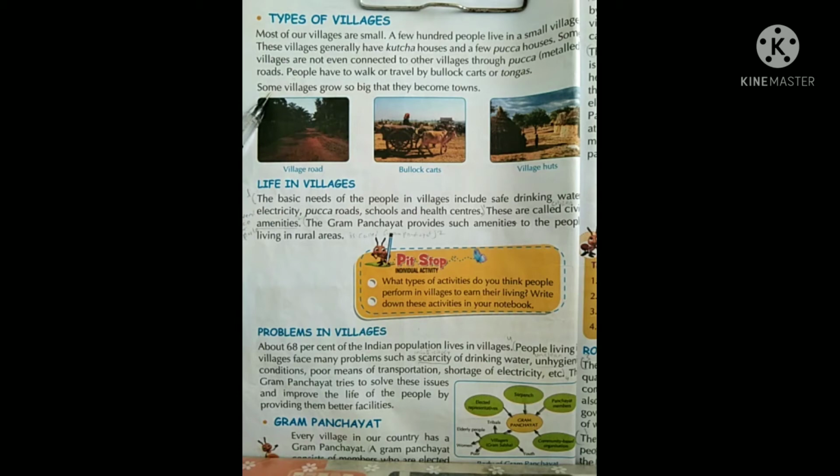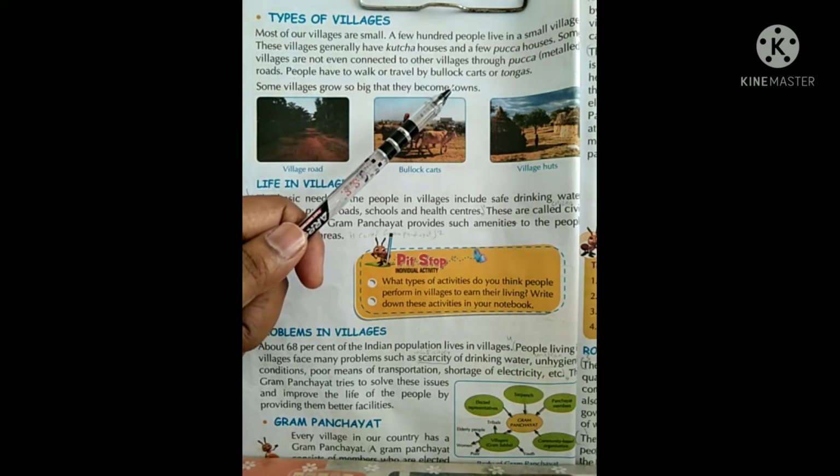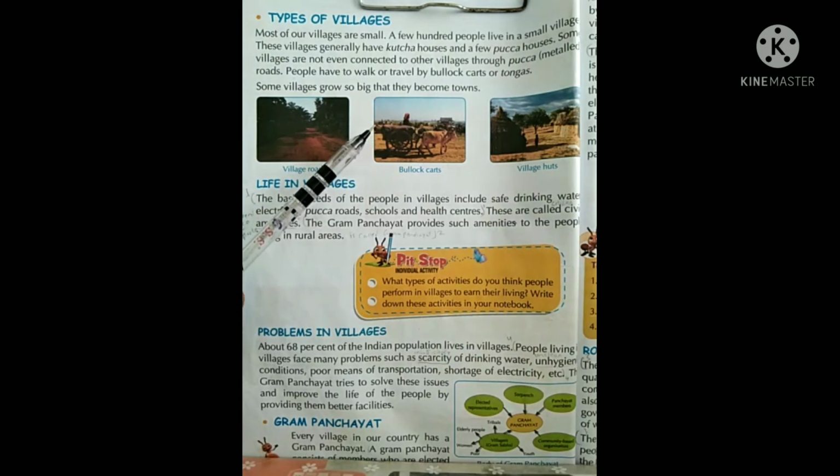And here some villages grow so big that they become towns. After the villages gradually grow, they become so big that the village becomes a town. After that they will get all other facilities, like the cities getting all facilities. So after that, the town will get all other facilities.